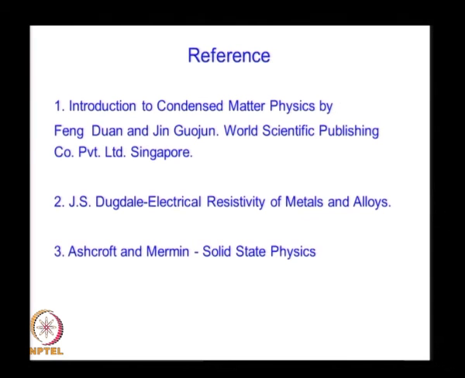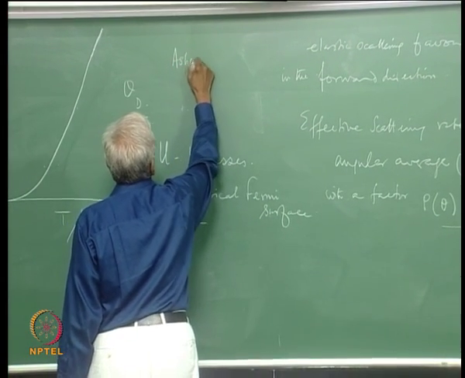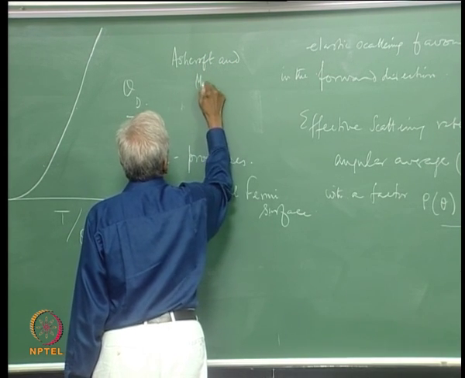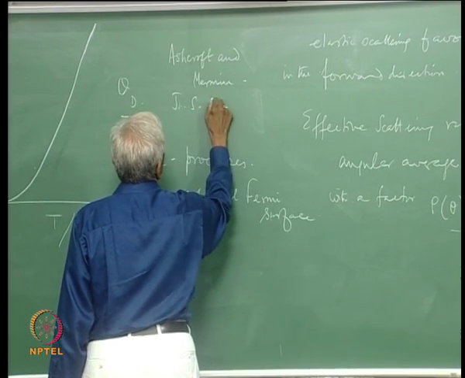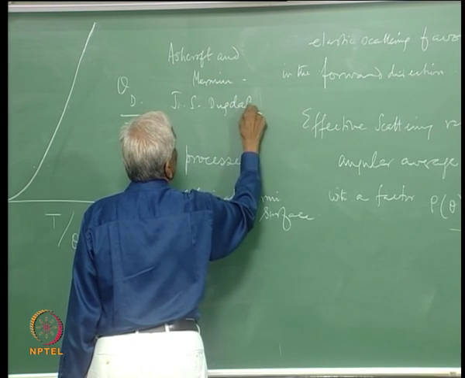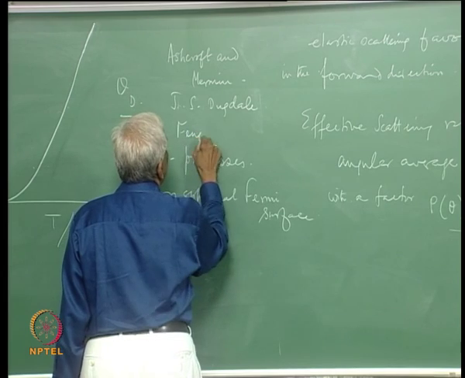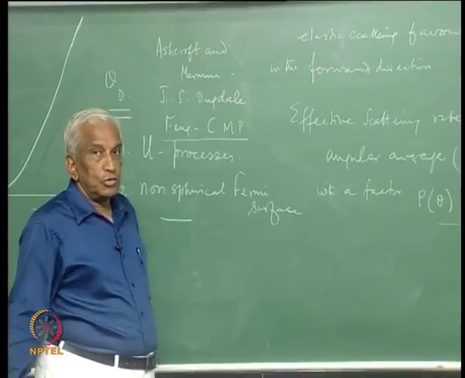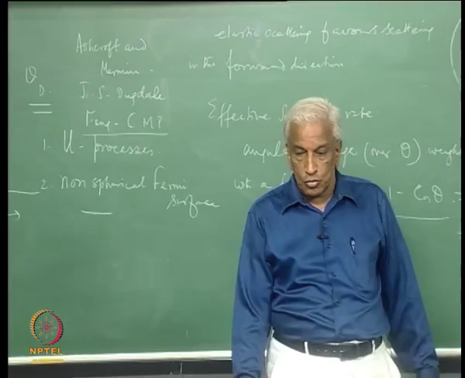Now, I have given some references for this discussion, particularly the textbook by Ashcroft and Mermin, and the book by J.S. Dugdale, which I already discussed, Electrical Resistivity of Metals and Alloys, and also Feng, Condensed Matter Physics, which is a World Scientific book. So, these are discussing some of the salient features of this Bloch-Gruneisen theory.